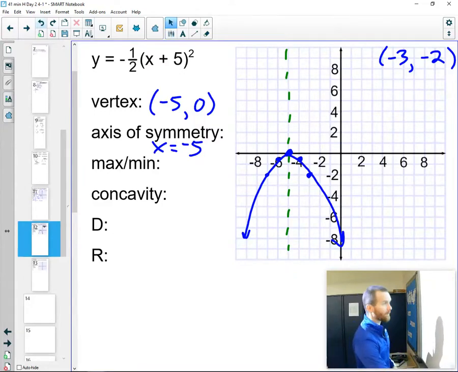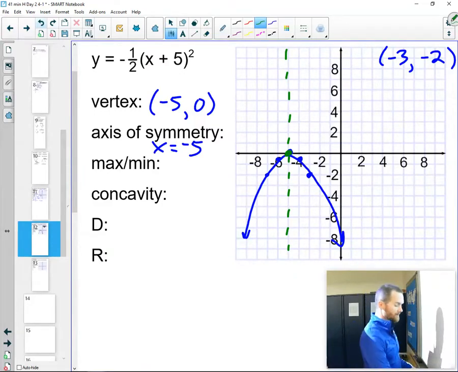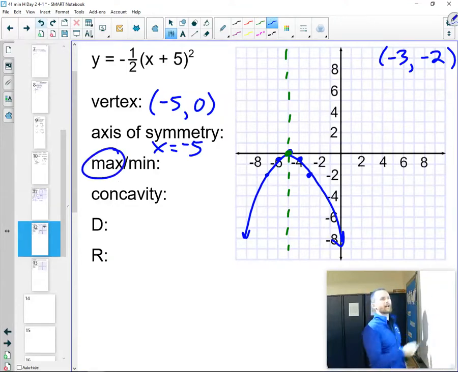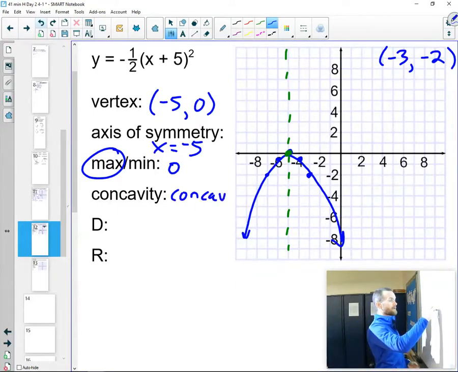We can see that the vertex right here is a maximum. It's the highest point. And the maximum value, the highest y value gets to is actually just 0. It's all in the negatives. Concavity, we see it's open down, so we say it's concave down.